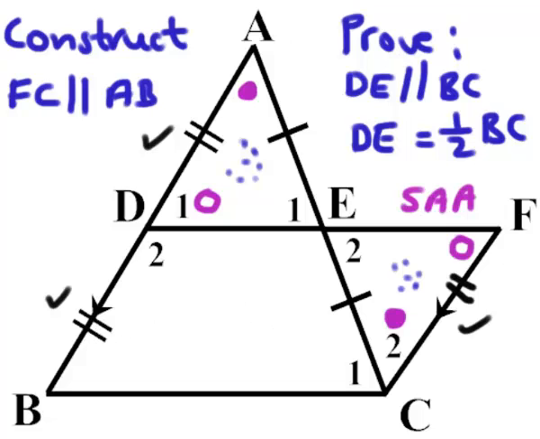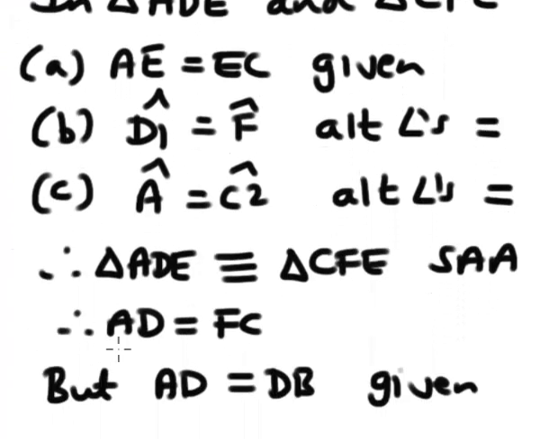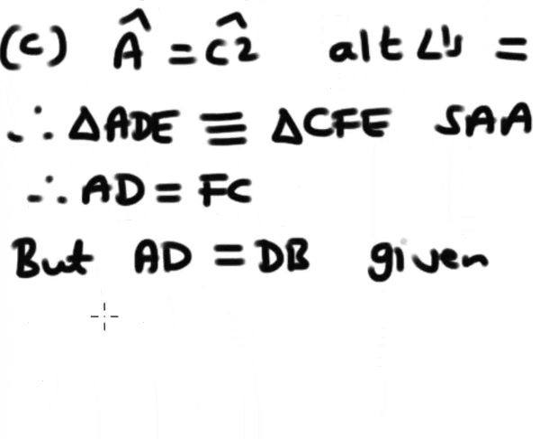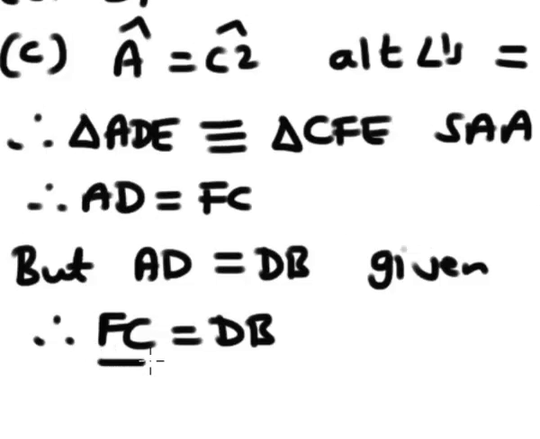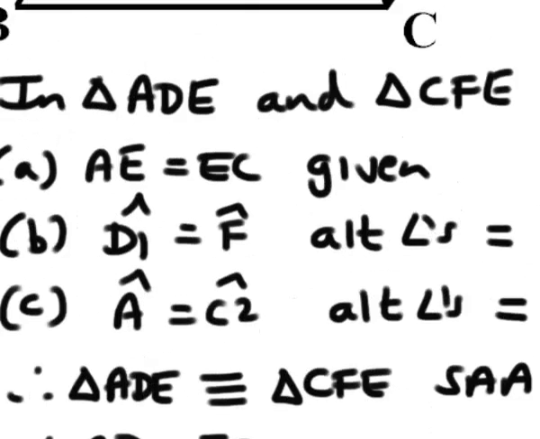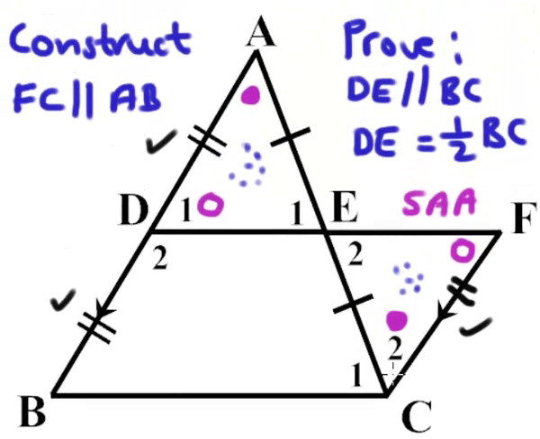So out of this, we can say that DB is equal to FC. Look at this: if AD is FC and AD is DB, the conclusion, therefore, is that FC must itself equal DB. And that's critical, that FC is equal to DB.